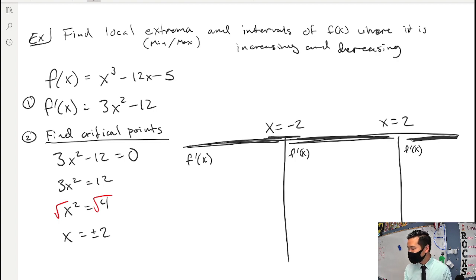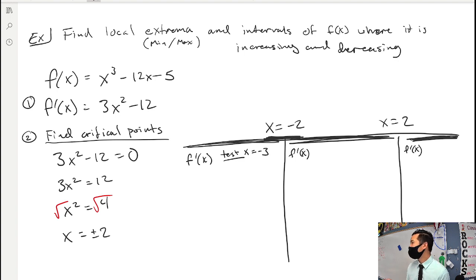My critical point is at x equals -2. Can you guys give me a number that's going to be less than -2? So I'm going to test x equals -3.